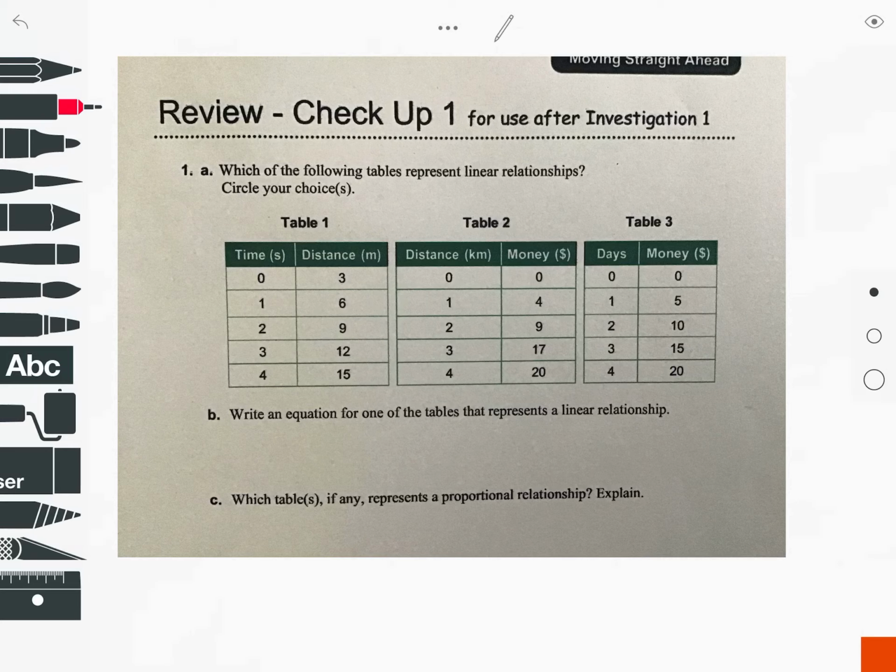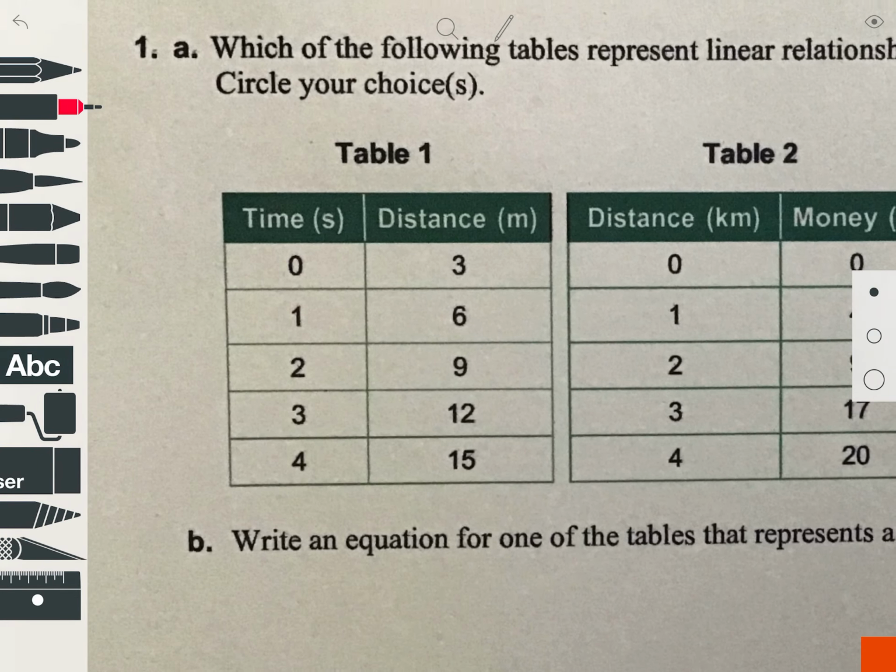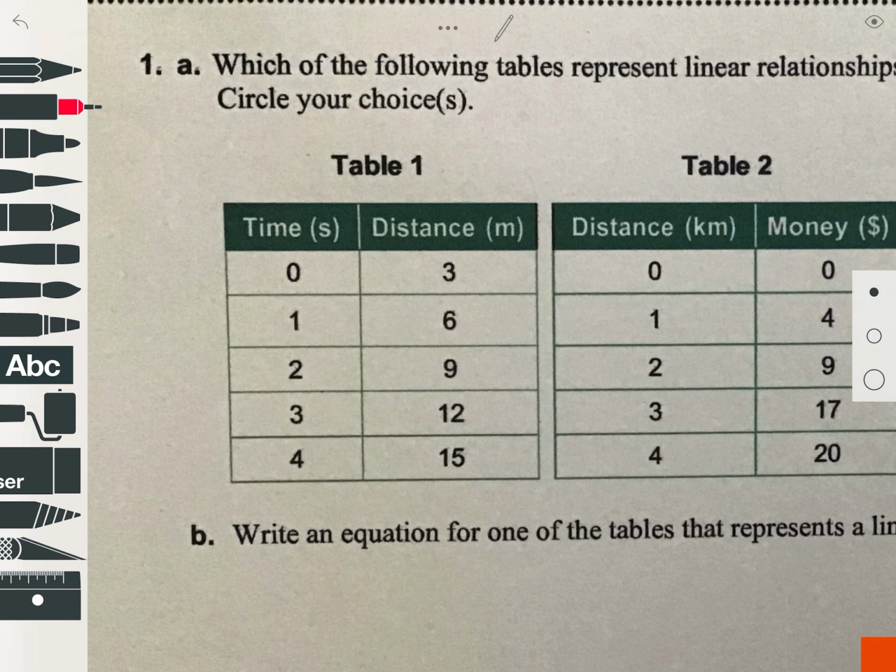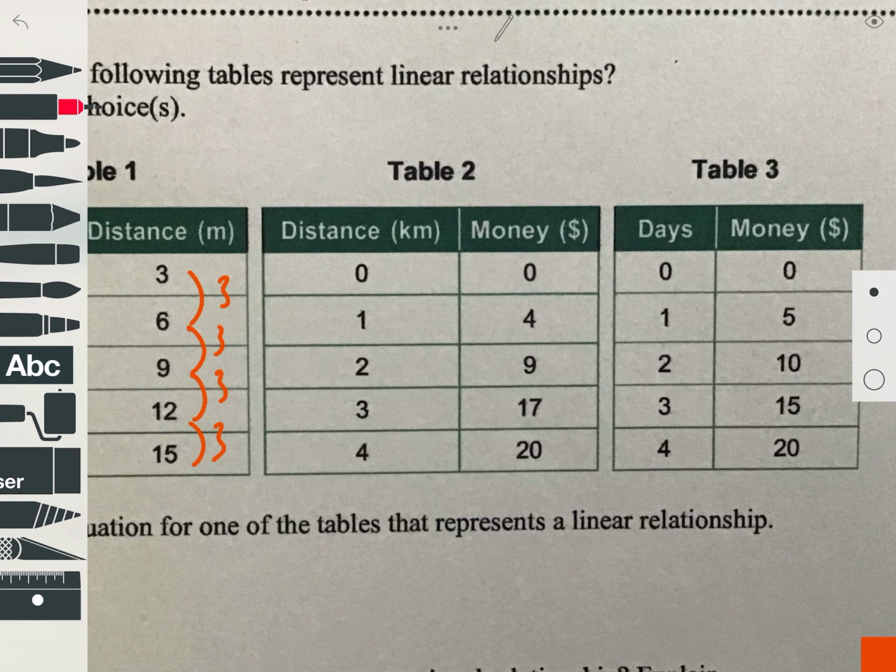All right, here we go. What are the following represents linear relationships? This is how you check. You go down one side and say, okay, that changes by 1 and this changes by 3. I'm just seeing, is that consistent? Changes by 1, changes by 3, again and again. This is linear. So table 1 indeed is linear.